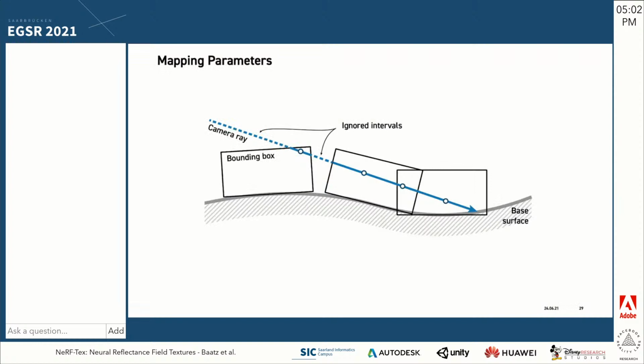Having now covered the instantiation and underlying network architecture of the NeRF-Tex primitive, what remains to do is to define how we accumulate radiance along camera rays. Given a set of bounding boxes corresponding to the patches distributed on the base surface, we intersect a camera ray with them. We then raymarch the segments of that ray that lie within a bounding box and fully ignore the segments that lie outside, as they yield no contribution of radiance.